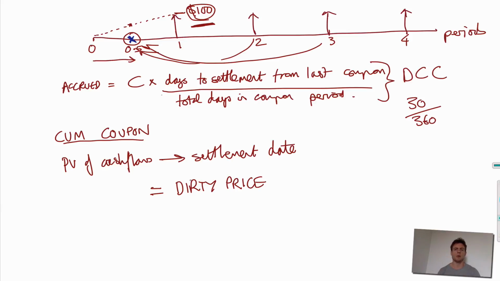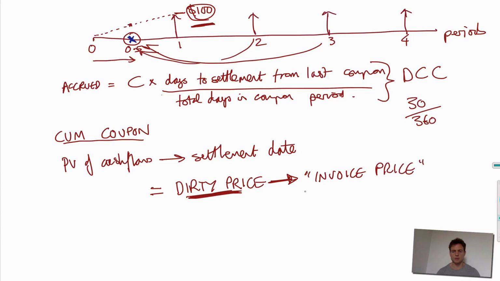The way you price a bond is by discounting the cash flows, right? And when you discount the cash flows for a transaction that happens between coupon dates, like this one here, you discount back to the settlement date, right? And that present value from that discounting is equal to the dirty price of the bond, right? So that's your starting point, okay? That's very important, right? So this dirty price is also sometimes called the invoice price, right?